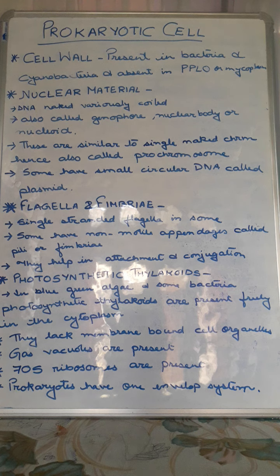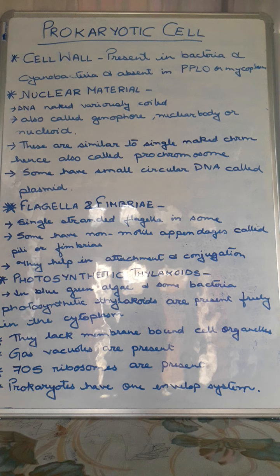Now some of them have some smaller circular DNAs. That means in some bacteria they have small circular DNAs which act as a vehicle for various experimental studies for transfer of DNA. So that particular structure is known as plasmid. It contains many factors like fertility factor, resistant factor, okay. So that circular DNA is called plasmid.